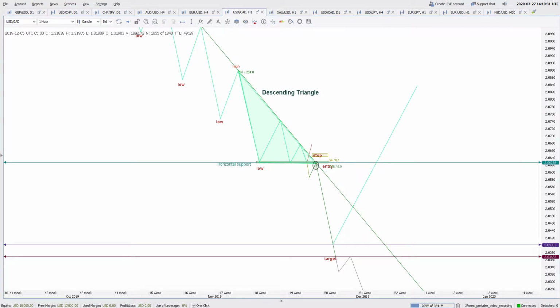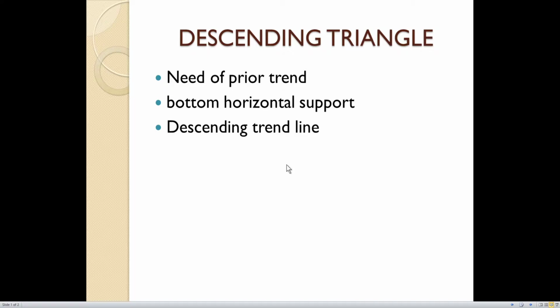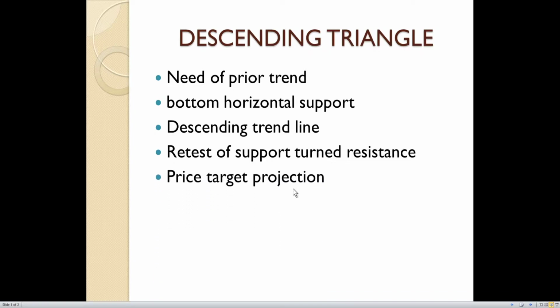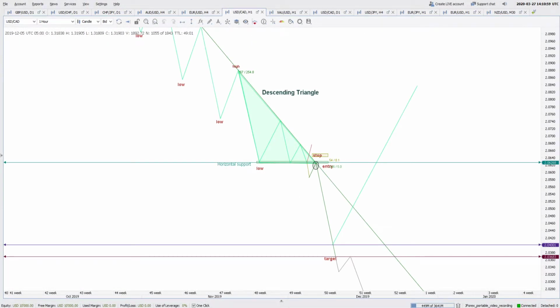Just to remind you, you need a prior trend, then you need a horizontal bottom support, then you need a descending trend line, then you need a retest of the support turned into resistance. Of course, that happens after the break, and then you have to project the price targets. Well, that is all for this one, and now we will quickly go through some examples in live scenarios.